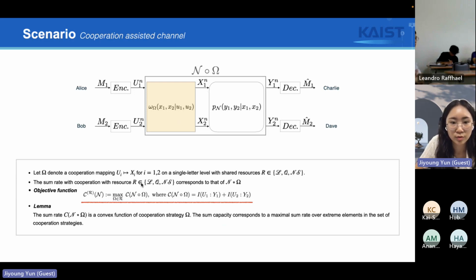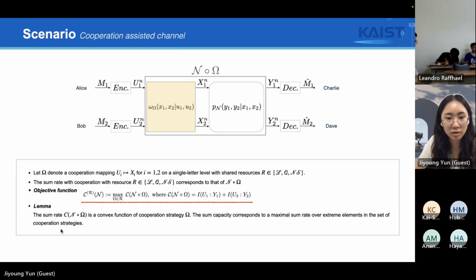And then now we can find the objective function of our work. This one is the maximum of sum rate over all possible cooperation strategy omega. So we exploit the local quantum or no signaling correlation for cooperation strategy. And since all these three sets are convex, and the sum rate is convex function of cooperation strategy omega, then we can calculate the sum capacity. Only we need to consider the extreme element in the set of cooperation strategy.